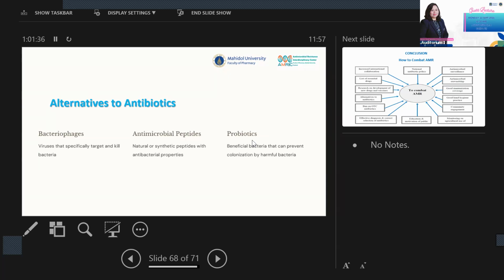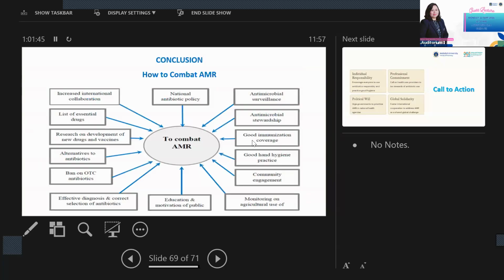And also probiotics. That would be another way, an alternative way, for drug resistant bacteria. Okay, I think we have 1 minute here. I'm looking at the clock over there. I'll give the conclusion on how to combat AMR.